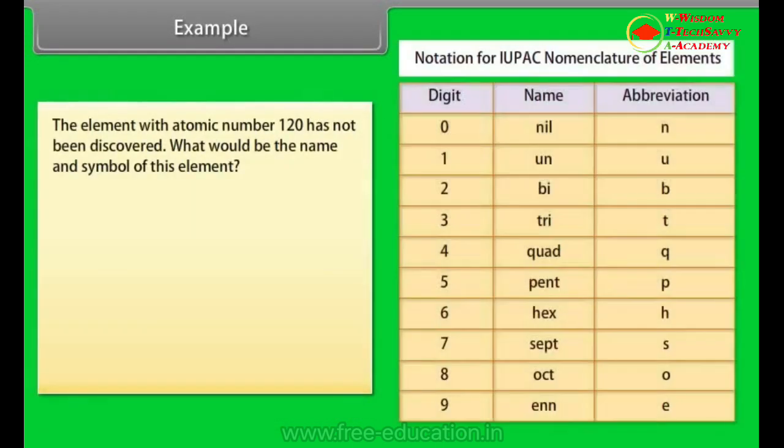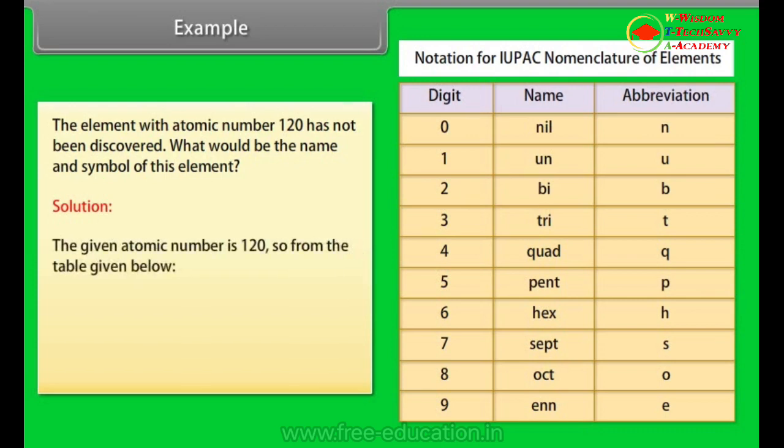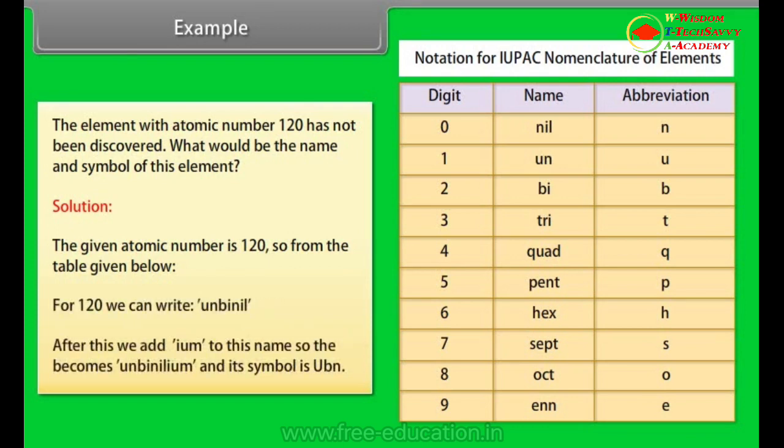Example: the element with atomic number 120 has not been discovered. What would be the name and symbol of this element? Solution: the given atomic number is 120, so from the table given below, for 120 we can write unbinyl. After this, we add -ium to this name, so it becomes unbinylium and its symbol is Ubn.